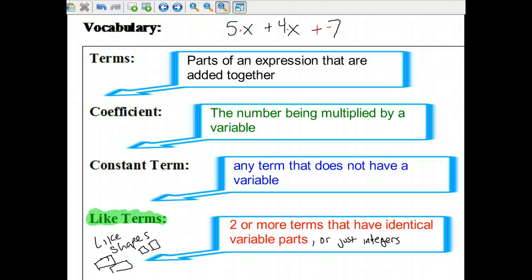And one thing I'd like you to add in here that I just thought about while I was talking about it. For coefficients, I usually think of the word coexist. Two things that coexist together are living together, existing at the same point in time. So the variable and the number are together. That's how I like to think about it.